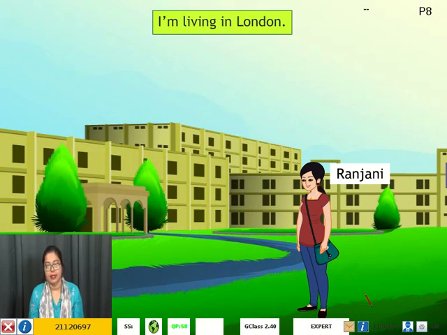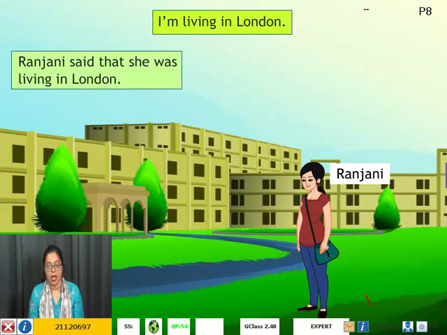Have a look at the sentence. I am living in London. Now this is the exact words of what Ranjani has said. So this is in direct speech. I am living in London is in direct speech. And now this direct speech will be put into reported speech. So we will have a look at how to convert a direct speech into an indirect speech.